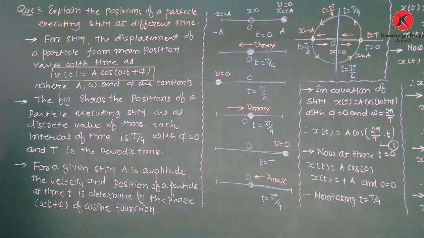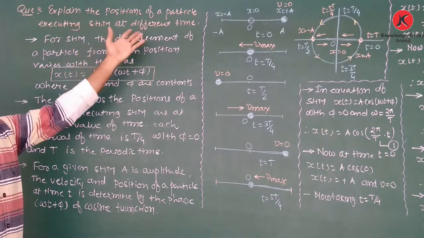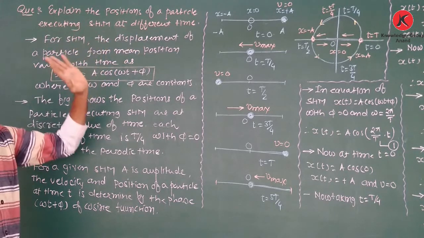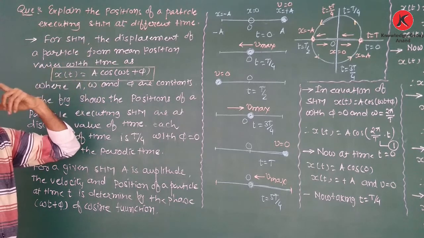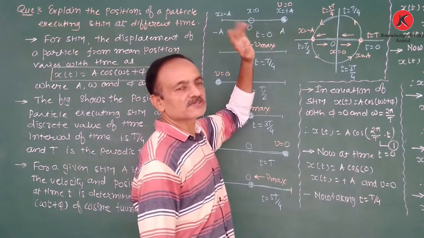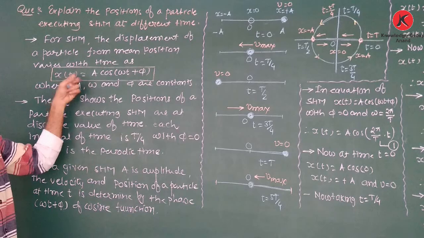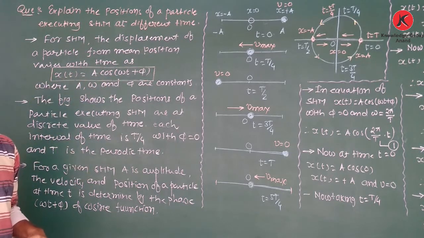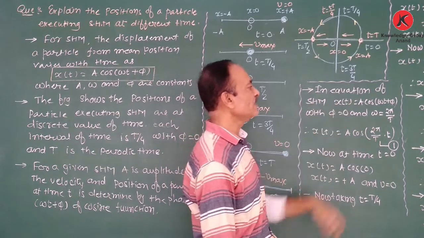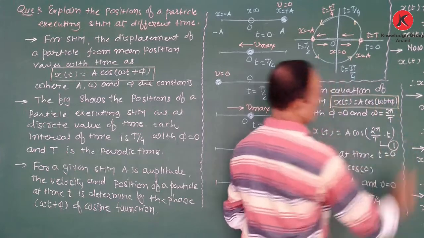Clear this? There is a basic concept about that. We are going to discuss the position of a particle performing simple harmonic motion at different times. So the first figure we consider is at time t equal to 0. What is the position of a particle from this equation? x is equal to a cos(ωt + φ). So in the equation of simple harmonic motion, x(t) is equal to a cos(ωt + φ).